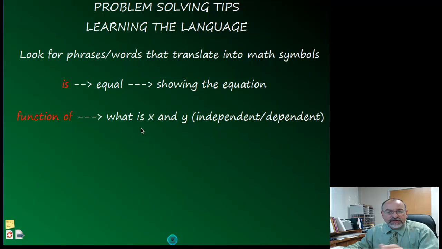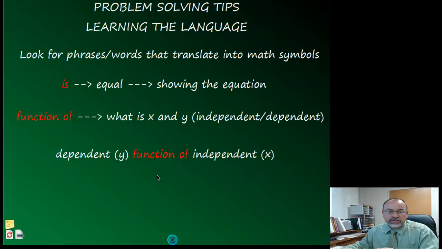So it's very important that as we're reading the English directions or the word problems, whenever we see the phrase function of, we go, oh, wait a minute, that's telling me something. And what is it telling me, and how is it telling me these two things? Here's what it looks like.